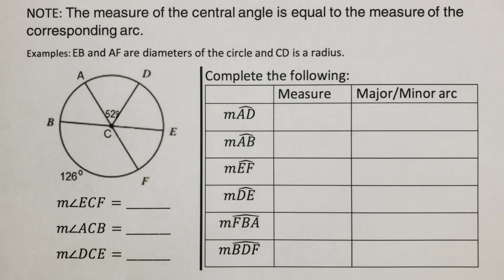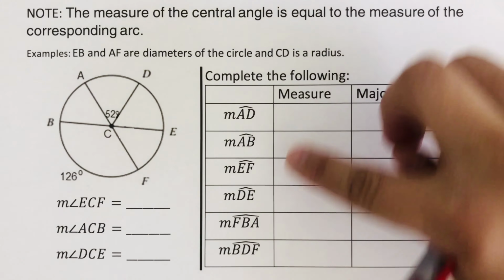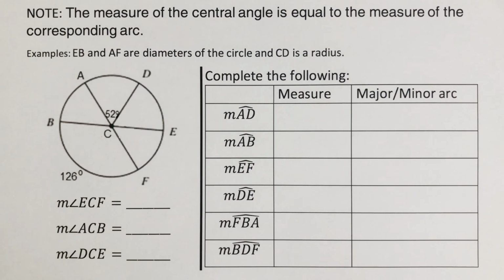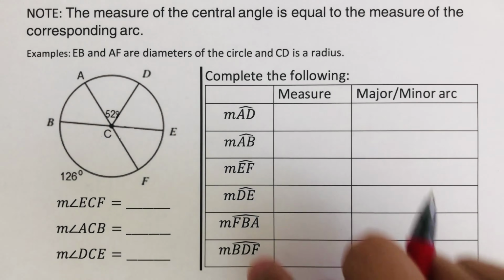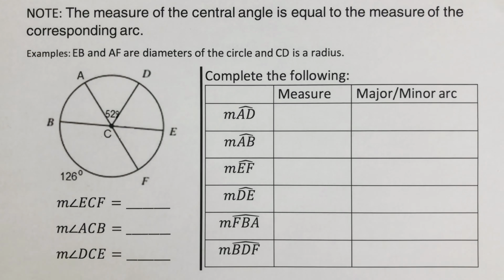So I'll give you a trick. In order that we can determine the measures for all of these arcs and all of these angles here, it is very important that we label the picture first. We label the circle with all of its angle measures and all of its arc measures, so that we can just go ahead and add them and figure out whatever is being asked in the problem.